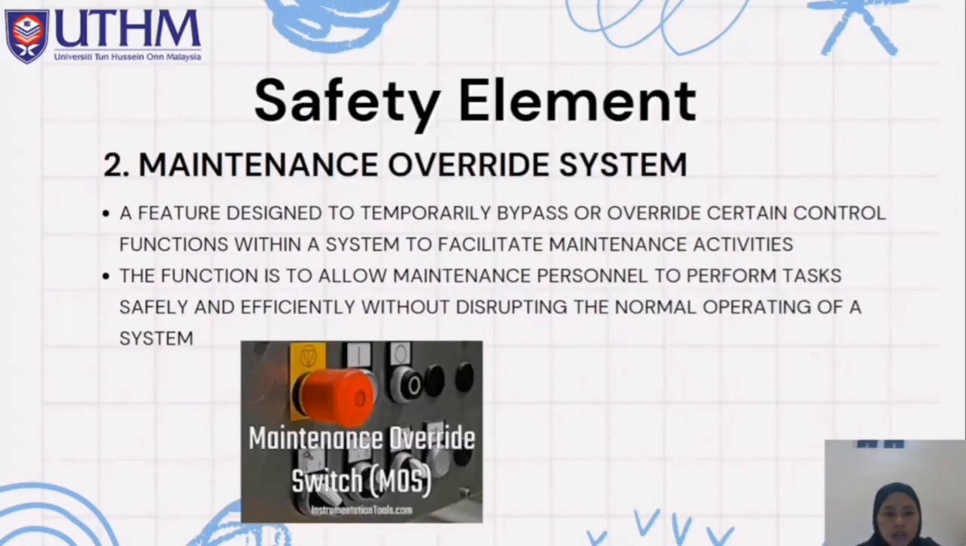The second one is the maintenance override system, or MOS, which is a feature designed to temporarily bypass or override certain control functions within a system to facilitate maintenance activities. Its function is to allow maintenance personnel to perform tasks safely and efficiently without disrupting the normal operation of the system.